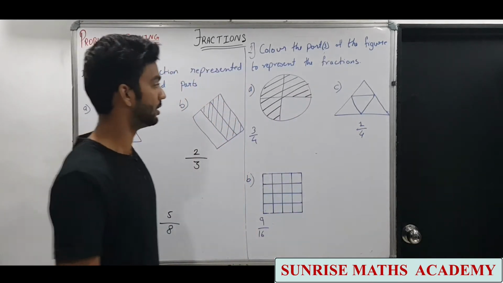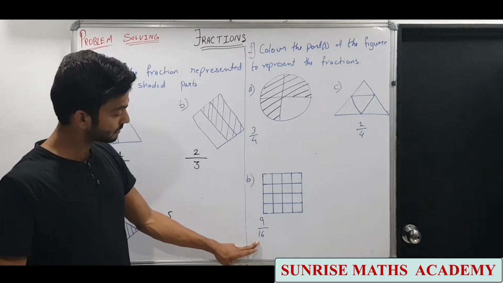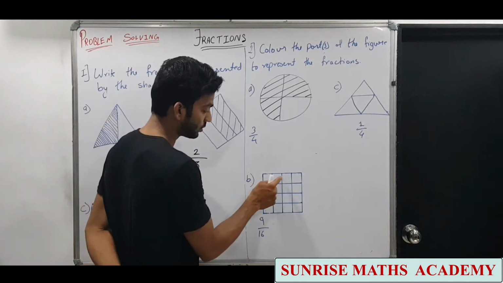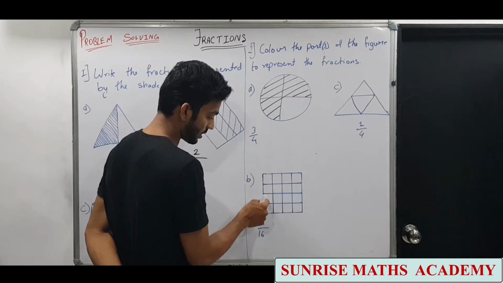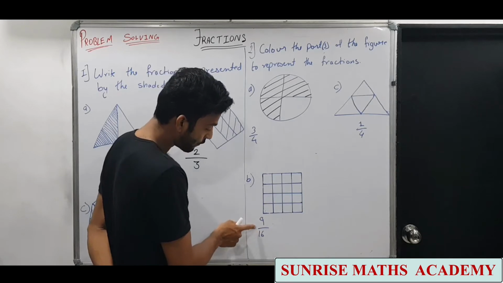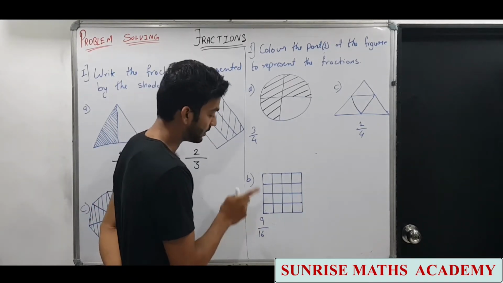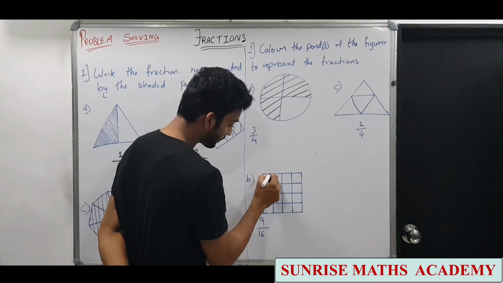Three parts shaded. Second one, here, total parts are, that is the denominator, 16. 16 parts are there, 1, 2, 3, 4, 5, 6, 7, 8, 9, 10, 11, 12, 13, 14, 15, 16. 16 parts are made. From that we have to shade the number that's in the numerator, that is 9. So 9 parts we have to shade.